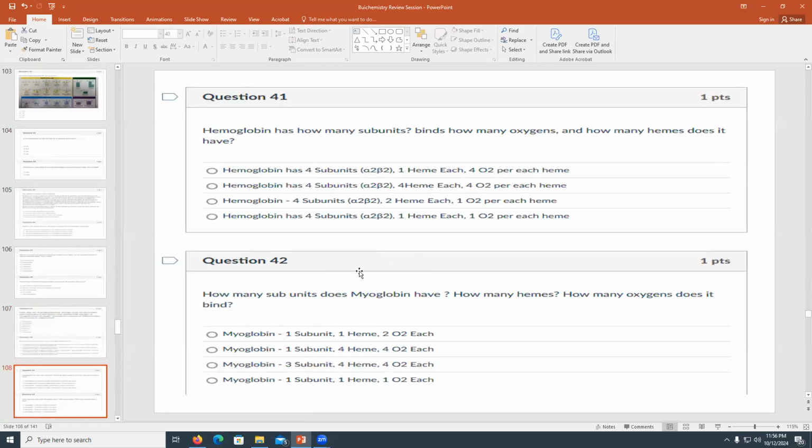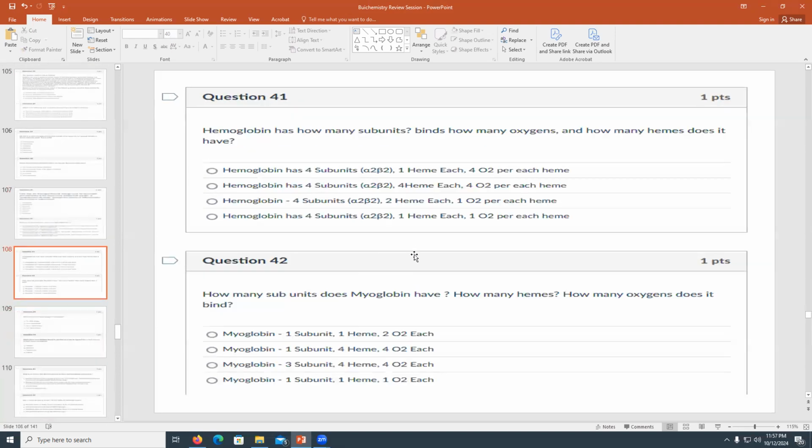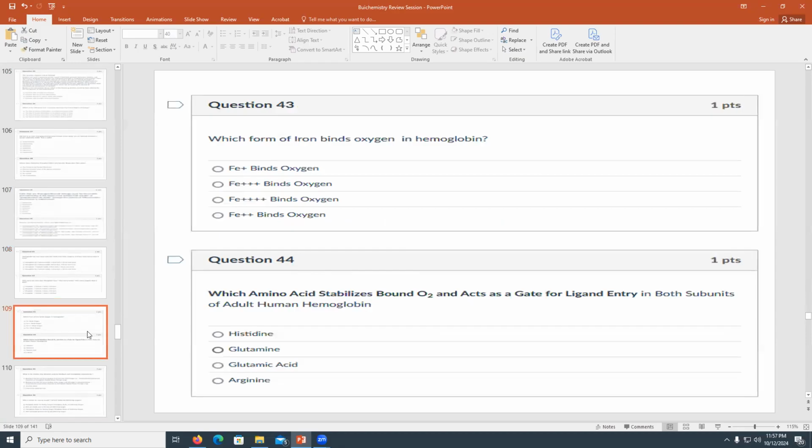Hemoglobin has how many subunits? We talked about that. It has 4 subunits, 2 alpha, 2 beta, 1 heme each, and 1 diatomic oxygen. How many subunits does myoglobin have? How many hemes? How many oxygens does it have? Myoglobin has 1 subunit, 1 heme, and 1 O2 each.